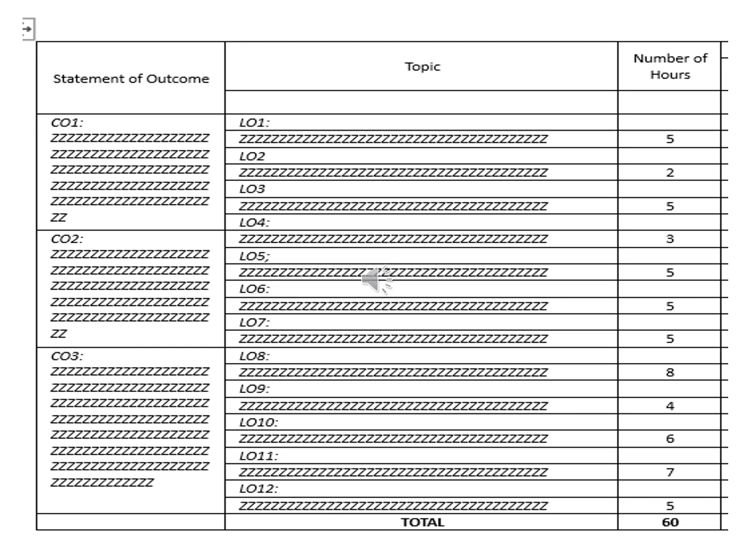So you will notice there are number entries there: 5, 2, 5, 3, 5, 5, 5, 8, 4, 6, 7, 5, having a total of 60. What is meant by that? The meaning of that is, in learning outcome 1, you spent 5 hours for that particular LO. So meaning, it took you 5 hours to discuss that LO1.